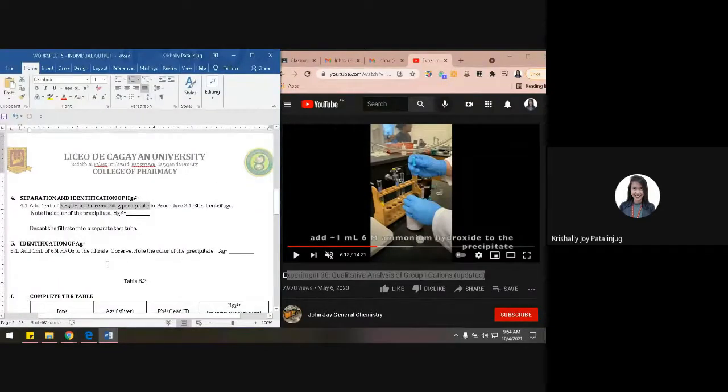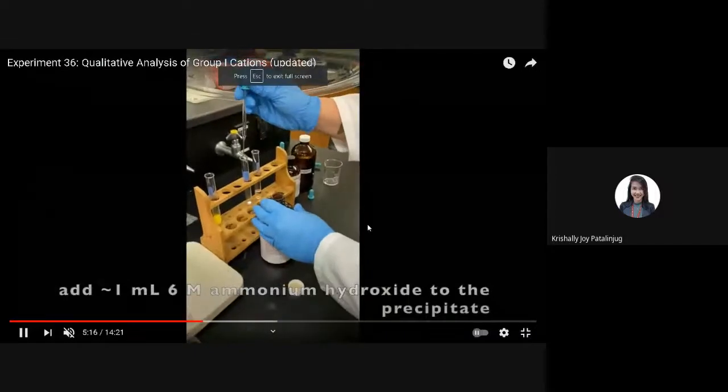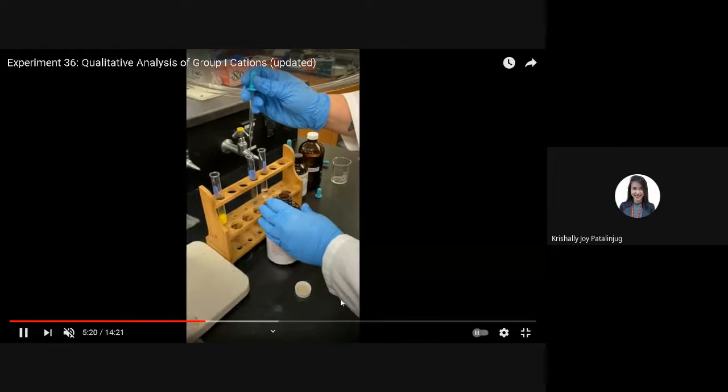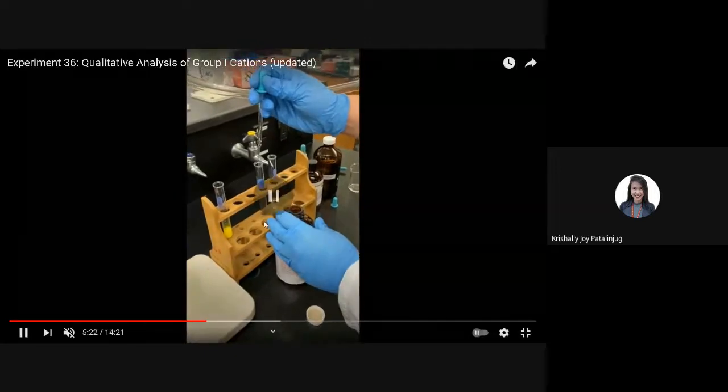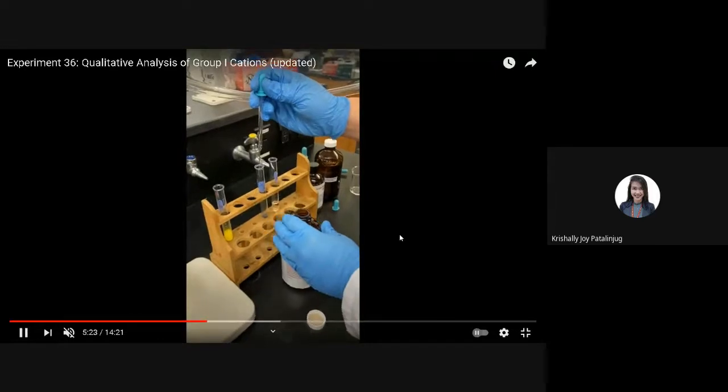Si silver ulit in a form of silver chloride at saka si mercury ulit in a form of mercury 1 chloride. What is now being added to that precipitate? Ammonium hydroxide. Para saan yan? To separate and identify mercury. Okay? Sige. Ammonium hydroxide. Oh, you observe what happened. Again, para saan yan? Para ma-separate natin si mercury.